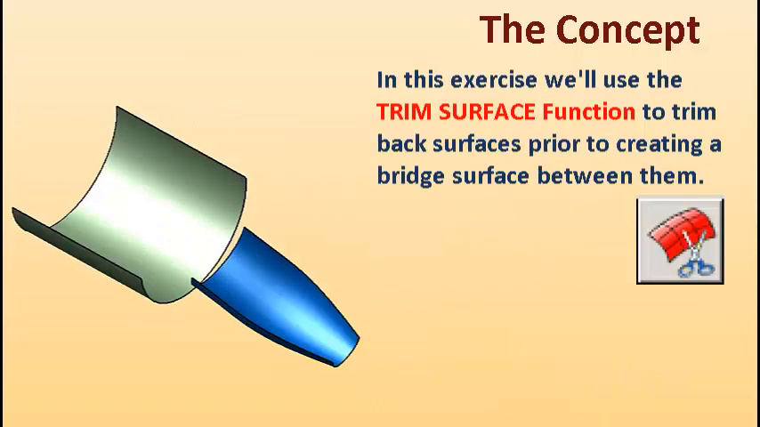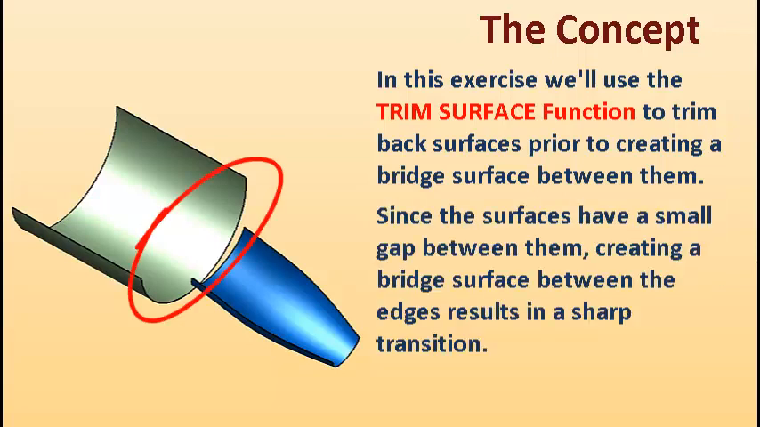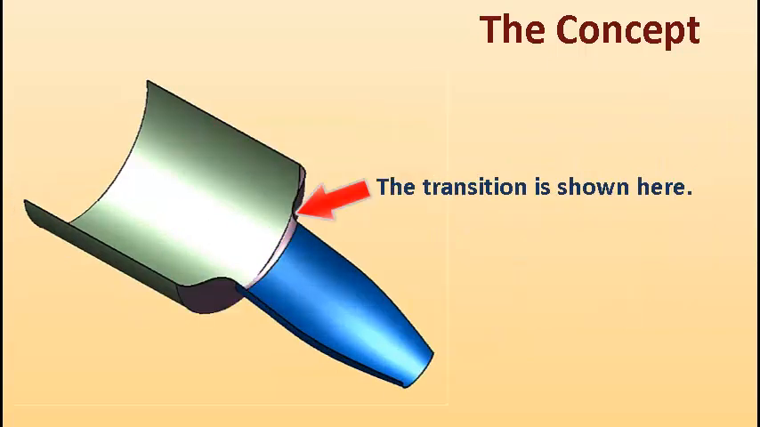In this exercise, we'll use the trim surface function to trim back surfaces prior to creating a bridge surface between them. Since the surfaces have a small gap between them, creating a bridge surface between the edges results in a sharp transition. The transition is shown here.